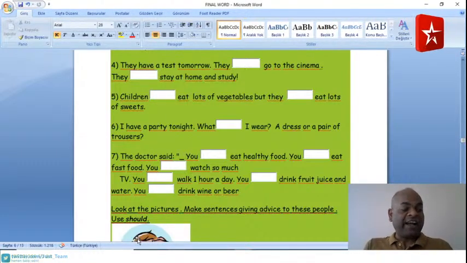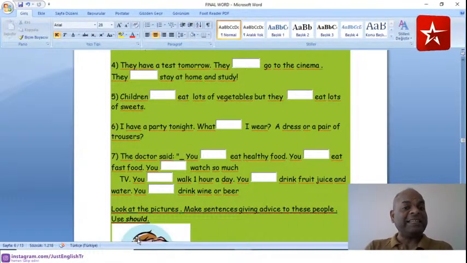Let's go to number 5. Children dash eat a lot of vegetables, but they dash eat a lot of sweets. Now guys, here, what's going to be the answer? Tell me. Number 5. What's the answer? Yes, Khan, that is the right answer. Children should eat a lot of vegetables, but they shouldn't eat a lot of sweets. Now that is number 5. Guys, if your answer is number 5, that's what Fatima says in the chat, and Tessin, great, well done.